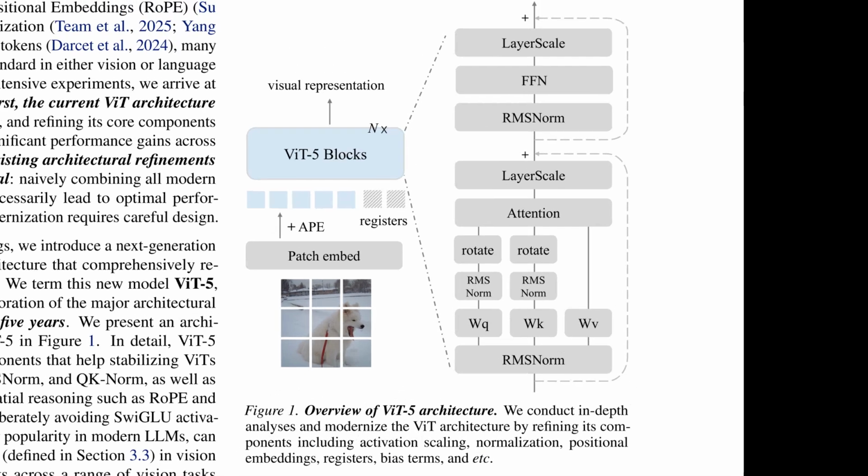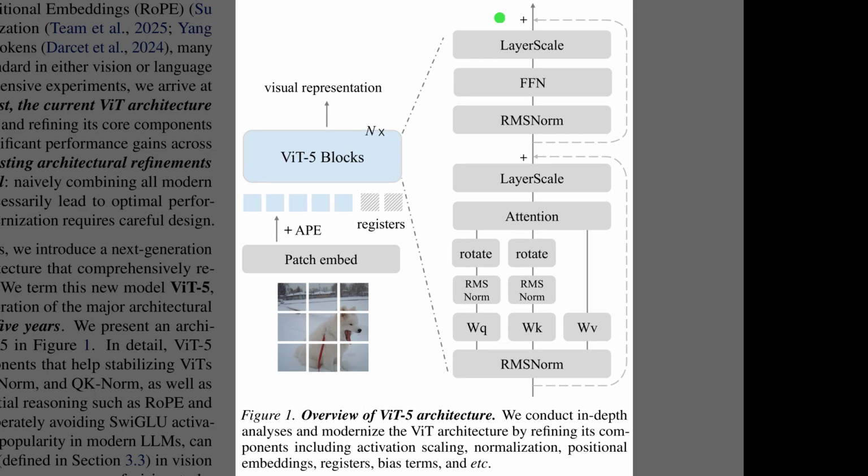So Figure 1 details the architectural upgrades that define ViT-5. On the left, the input stage now includes register tokens, shown as hatched boxes, which help process background information without distracting the main patch tokens. The right side expands the transformer block, revealing components adapted from modern language models. For instance, it uses RMS norm, applies rotary positional embeddings to the attention mechanism, and incorporates layer scale, which is crucial for stabilizing training in deeper networks.